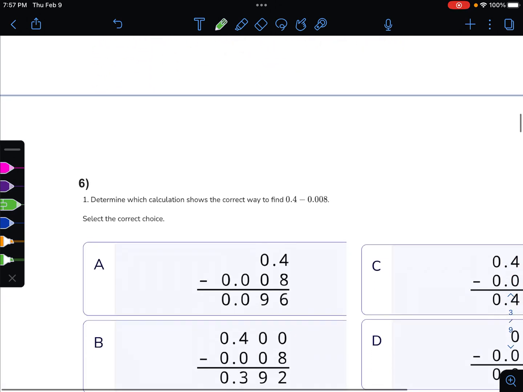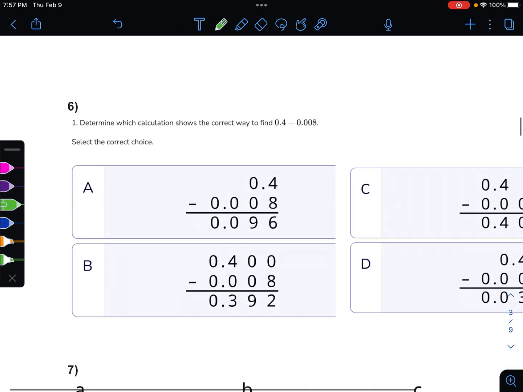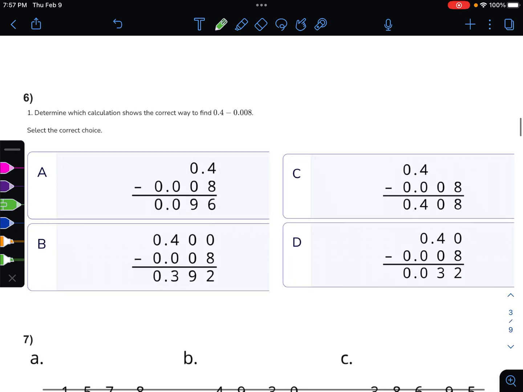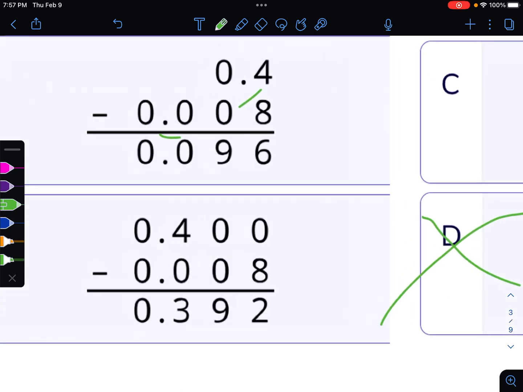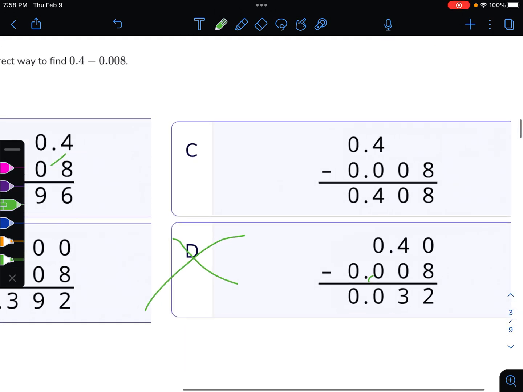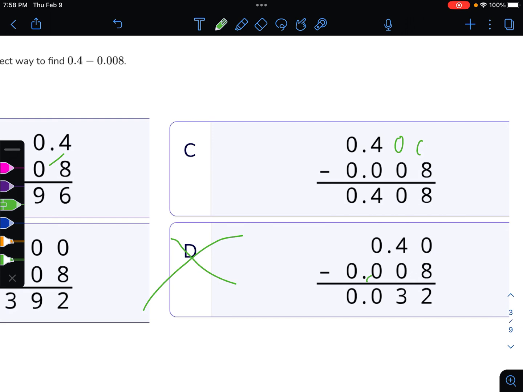You know what else we can do? We can do this problem. Ooh, subtraction. Determine which one shows the correct way. All right, so I don't actually have to solve these. I just got to find the right one. Okay, the decimals are not lined up. This can't be it. Decimals are not lined up. This cannot be it. So it's only these two. This one has 0 placeholders, which is nice. This one doesn't, but I'm going to put them in and just check this out.